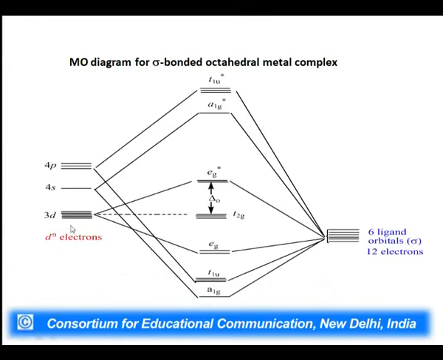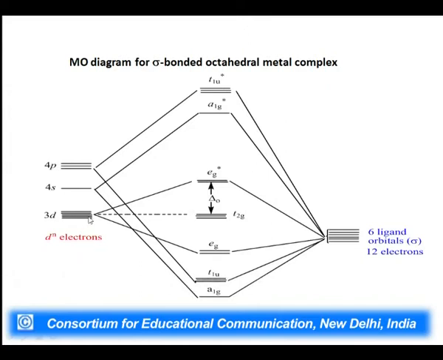Say, for example, if you are talking about the cobalt 3 ion, there will be 6 electrons in the d atomic orbitals of the metal. So 6 here, and 12 electrons here from the 6 ligands. Now let us see what sort of combinations are possible.